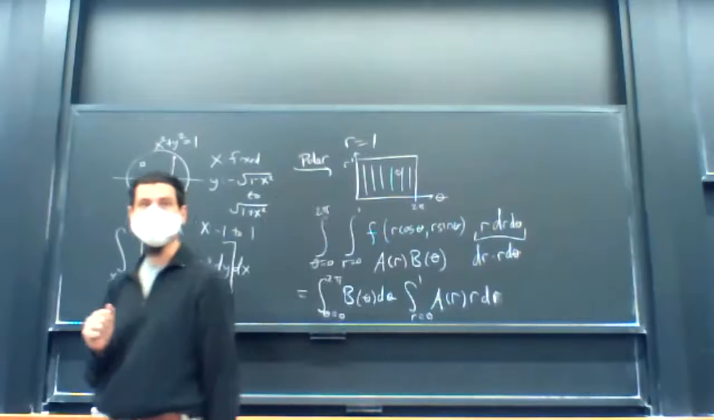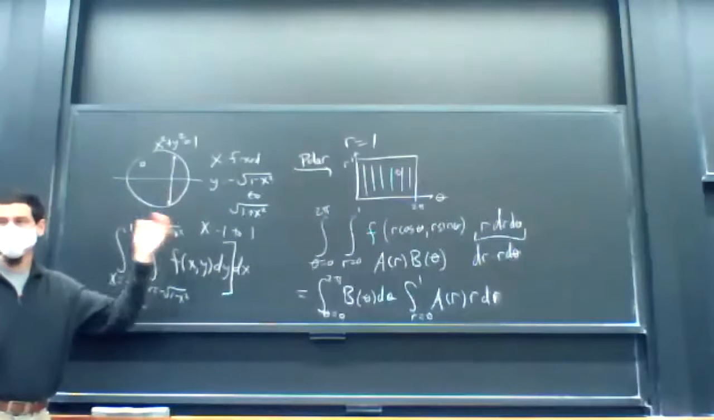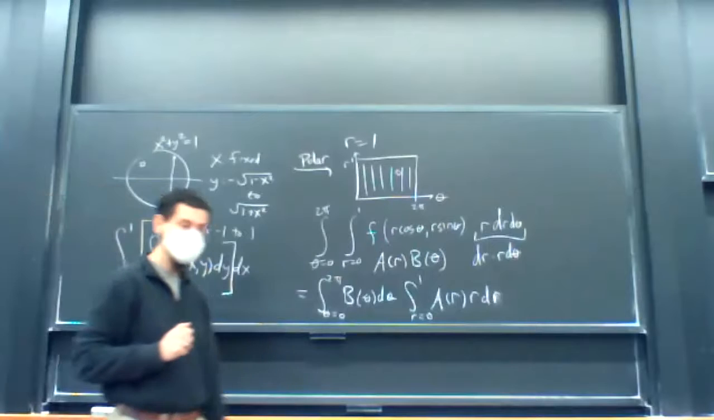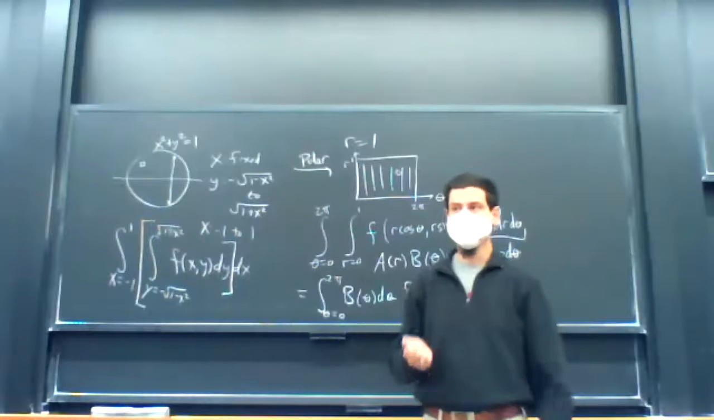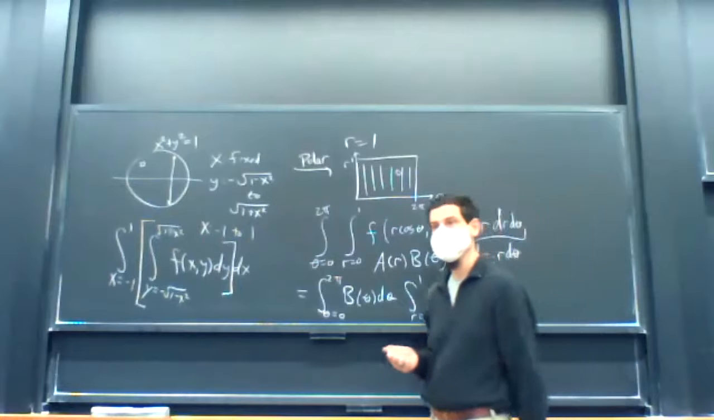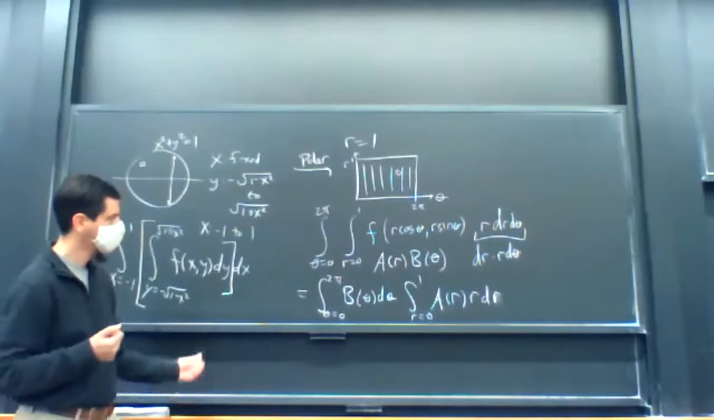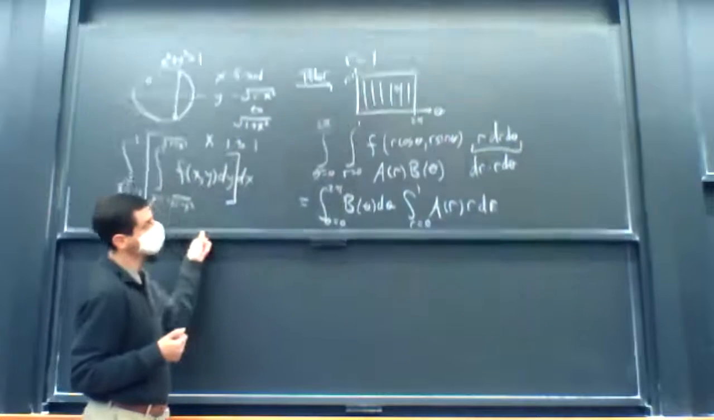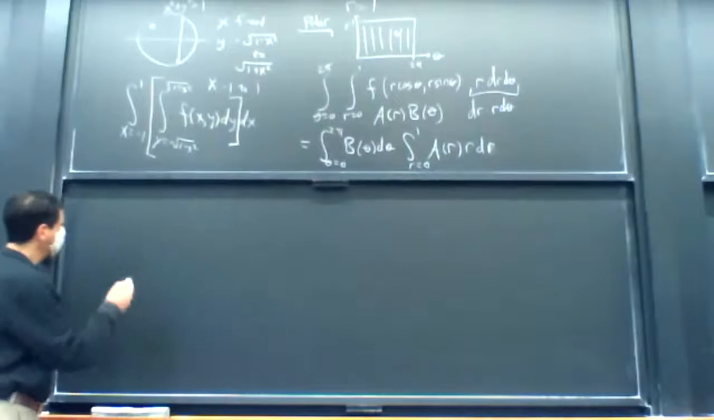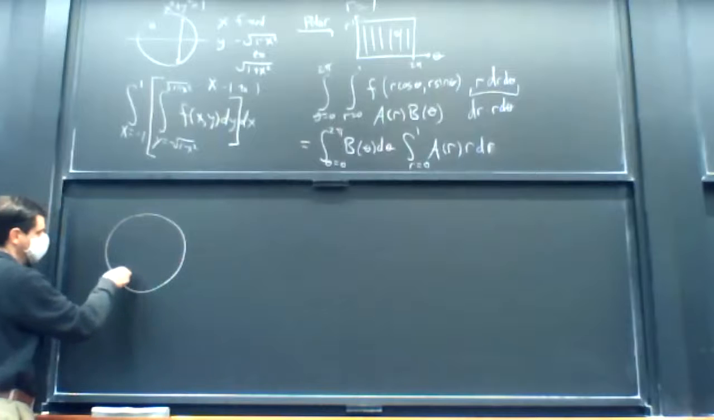So rectangles are the nicest regions to work on. This is why we love cylindrical and polar and spherical coordinates, is they take shapes that are not rectangles or boxes, and they give us a coordinate system where they are boxes. And that's going to make the integration a lot easier. So the general case is, what if I give you a donut?